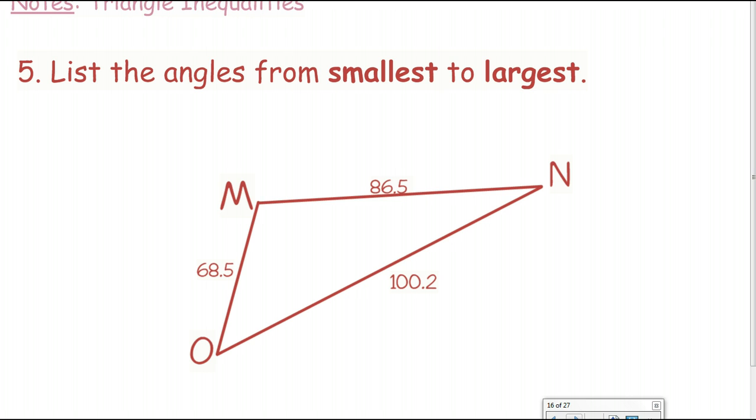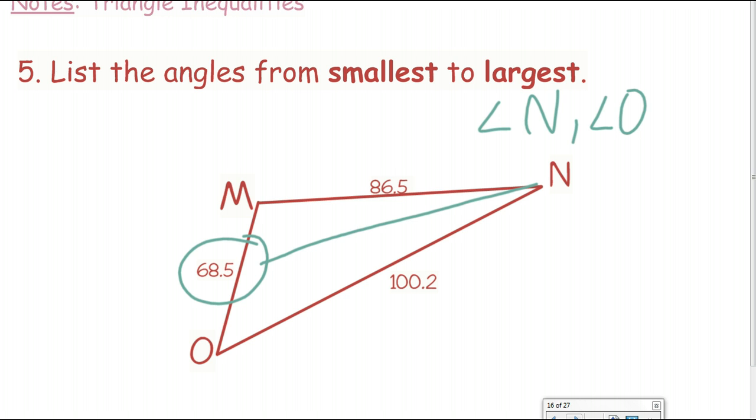What'd you get? Smallest side. You look across from the smallest side. Okay. Angle N. Dimitri's got this. Well, not really. You have to list them separately. Angle N is the smallest. Angle M is the largest. And O's in the middle.